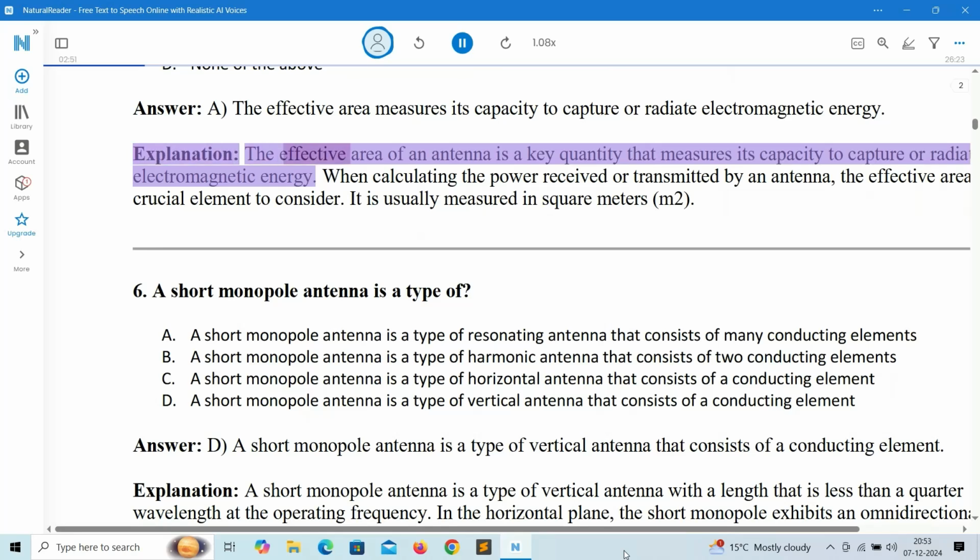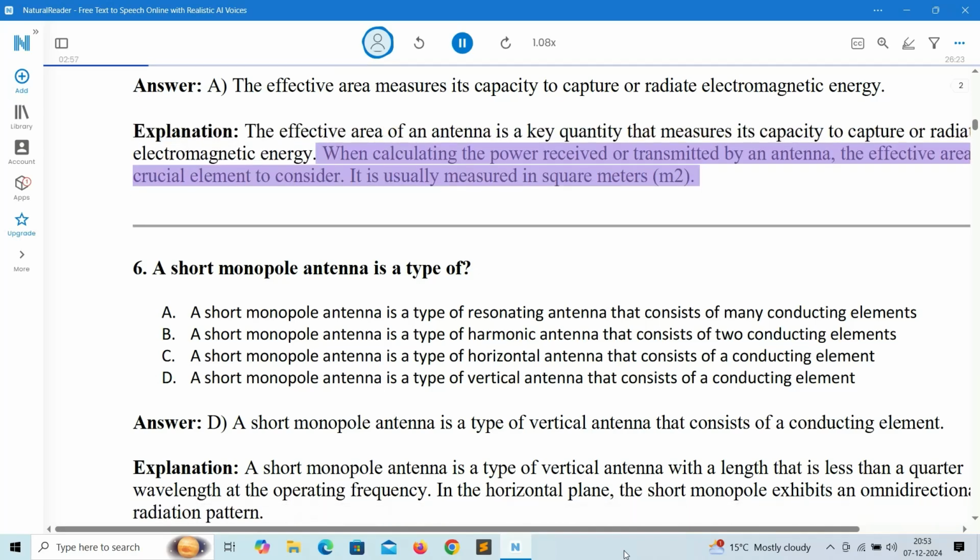Explanation: the effective area of an antenna is a key quantity that measures its capacity to capture or radiate electromagnetic energy. When calculating the power received or transmitted by an antenna, the effective area is a crucial element to consider. It is usually measured in square meters, m2.